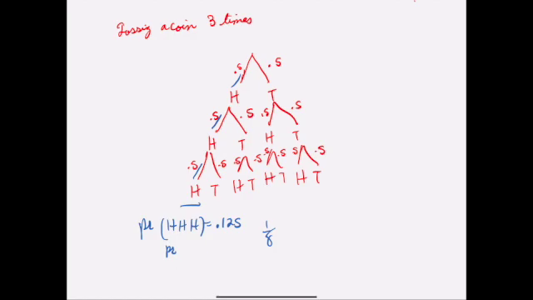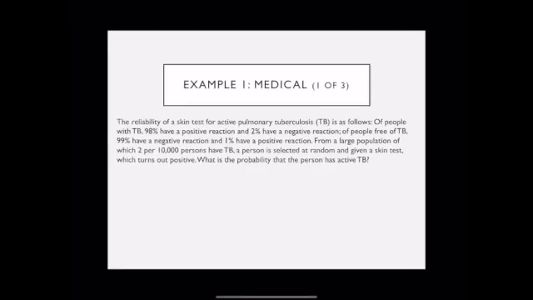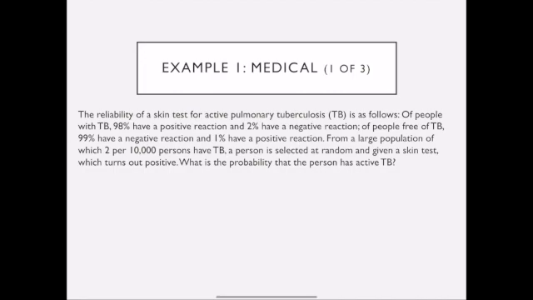Which brings me to our harder example. So this is a medical example. So the reliability of a skin test for active pulmonary tuberculosis is as follows. I don't know if you guys had a TB test. I had to have 2 TB tests before I was allowed to come visit you guys. True story, and I have to do it every year.